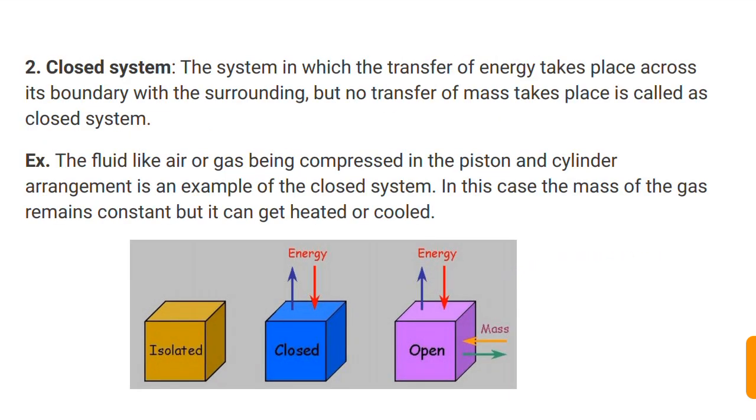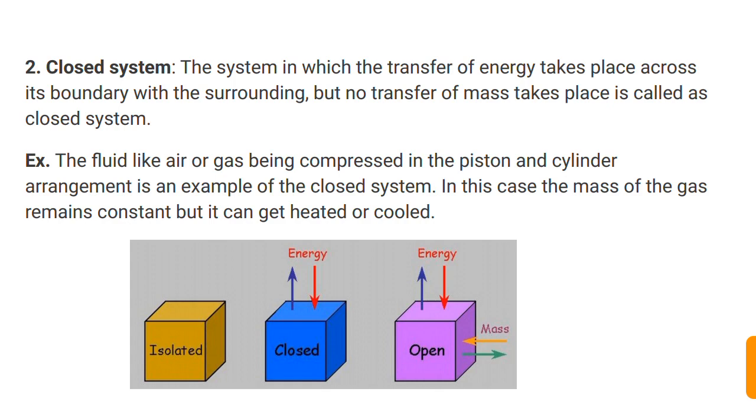Now the second type of system is the closed system. The system in which only transfer of energy takes place across its boundary with the surrounding, with no transfer of mass, is called a closed system. Here in this closed system, only energy can transfer, mass cannot transfer.